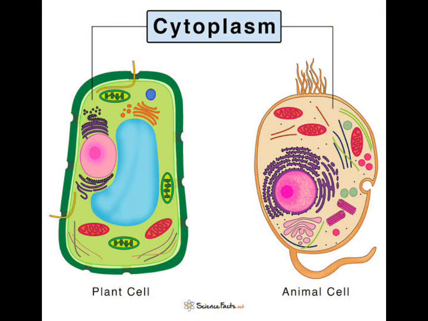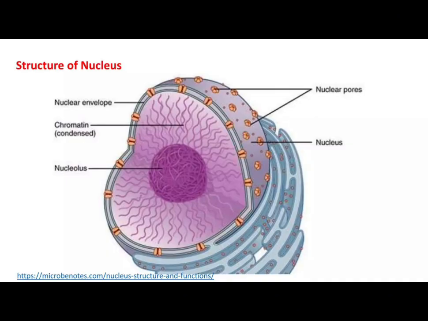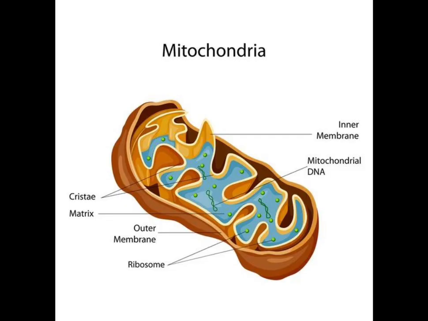One of the most important organelles found in both plant and animal cells is the nucleus. The nucleus acts as the control center of the cell because it contains the genetic material, or DNA. DNA carries the instructions for all cellular activities, including growth, repair, metabolism, and reproduction. The nucleus is surrounded by a nuclear membrane and contains a dense region called the nucleolus, which helps in the production of ribosomes.